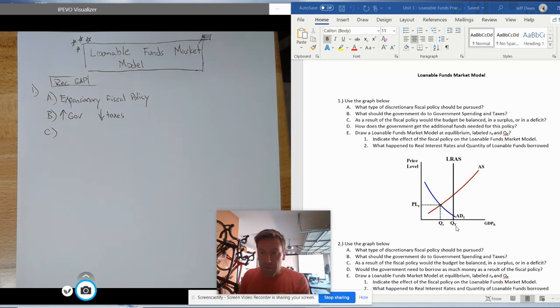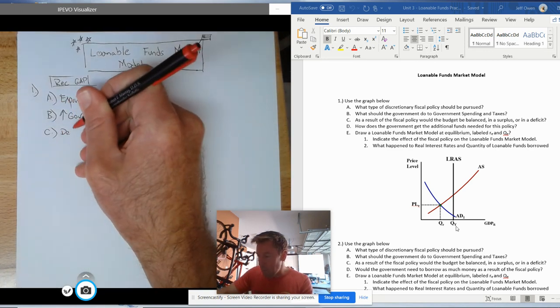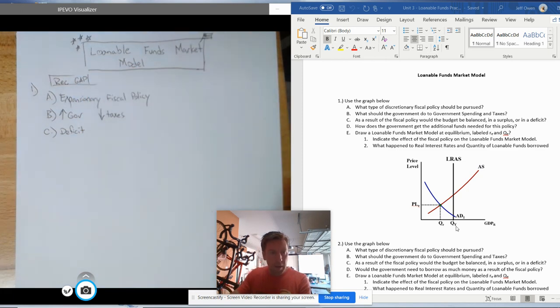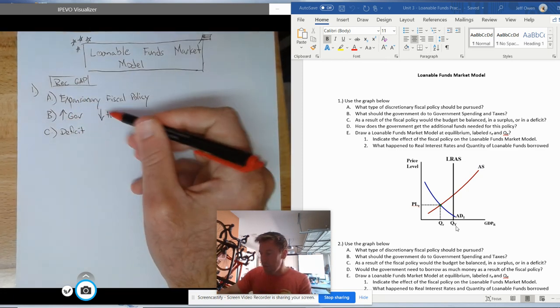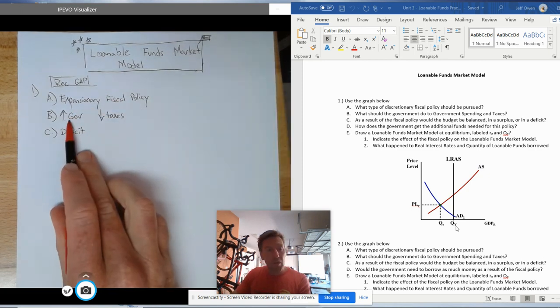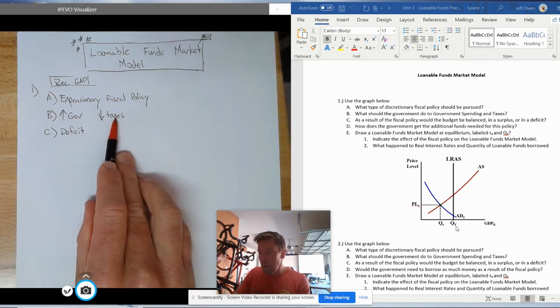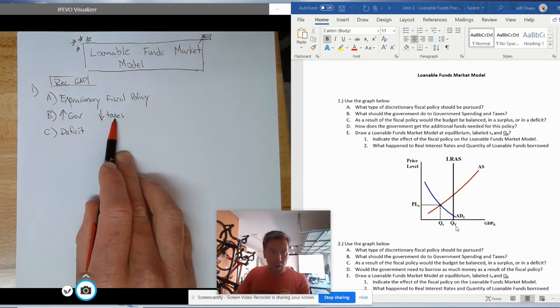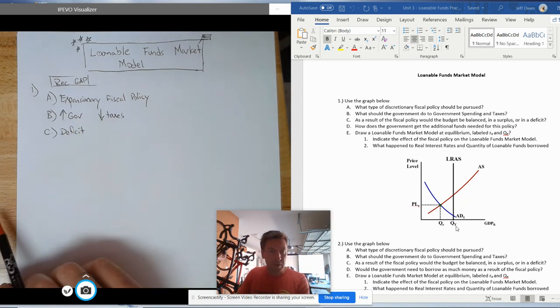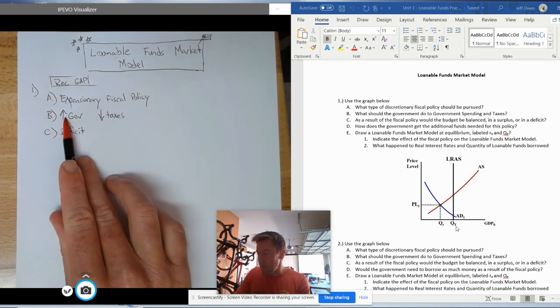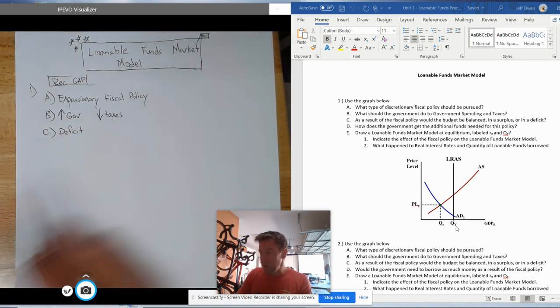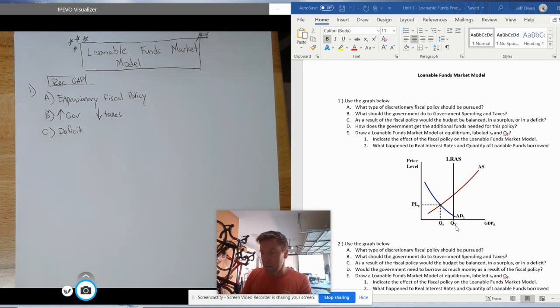As a result of the fiscal policy, would the budget be balanced, in a surplus, or in a deficit? So anytime we run an expansionary fiscal policy, we're going to run a budget deficit. Why? Because of the nature of these two things right here. If government spending goes up and taxes remain constant, then we're spending more than we're bringing in. Our spending is greater than our revenue. If we cut taxes but leave government spending constant, then we're still spending more than we got in revenue.